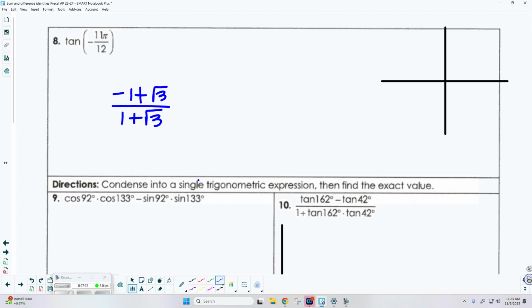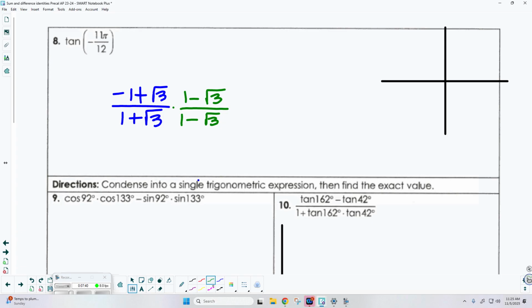What is that? Remember, they're groups that are of the form a plus b, a minus b. So what's the conjugate to 1 plus root 3? 1 minus root 3. There we go. So I've got to multiply both the numerator and the denominator by that conjugate. I'm multiplying by a version of 1, so I can rewrite the expression, but I'm not changing its value.